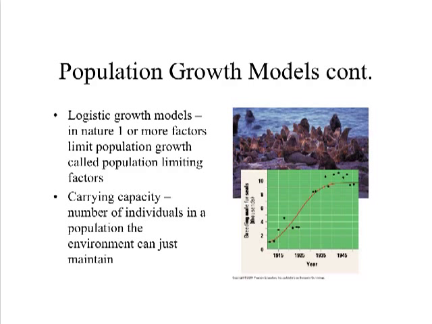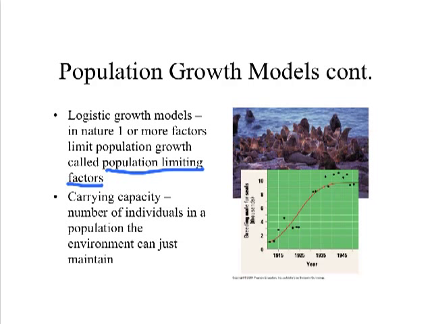Logistic growth models are going to realize that in nature, one or more factors is going to start limiting the population growth. Okay, so whatever factors are going to limit population growth is what we call population limiting factors. So if we're talking about the mice population, predators. Predators are obviously going to limit the population growth of mice in a particular area.